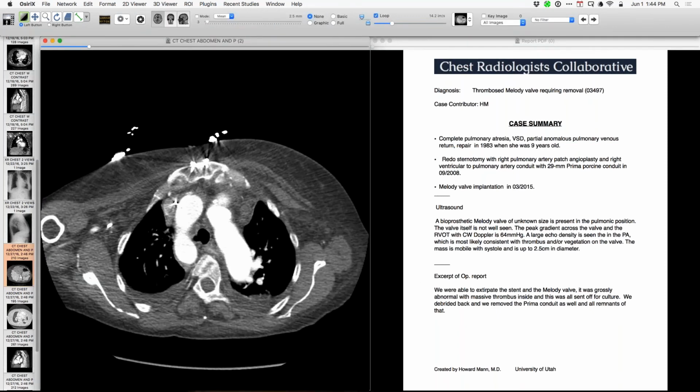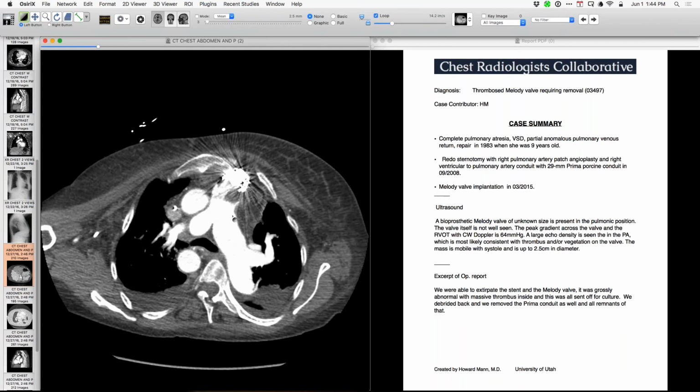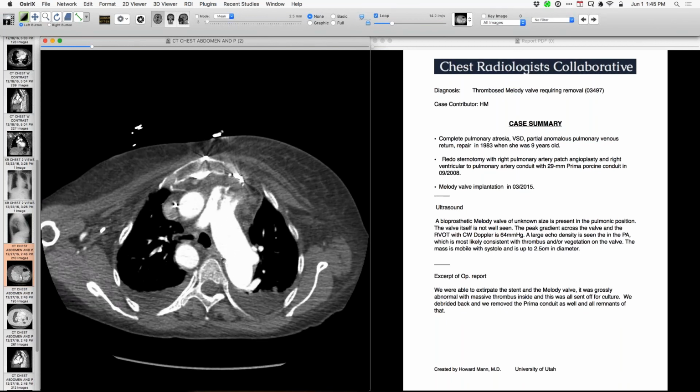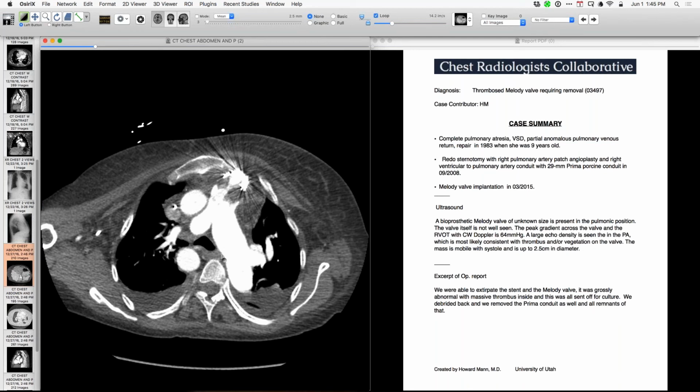But yeah, a pretty dramatic and unfortunate occurrence of thrombosis in the Melody valve, and a question of endocarditis as well. So they took that off, and they just did, I think, a homograft to replace that part.